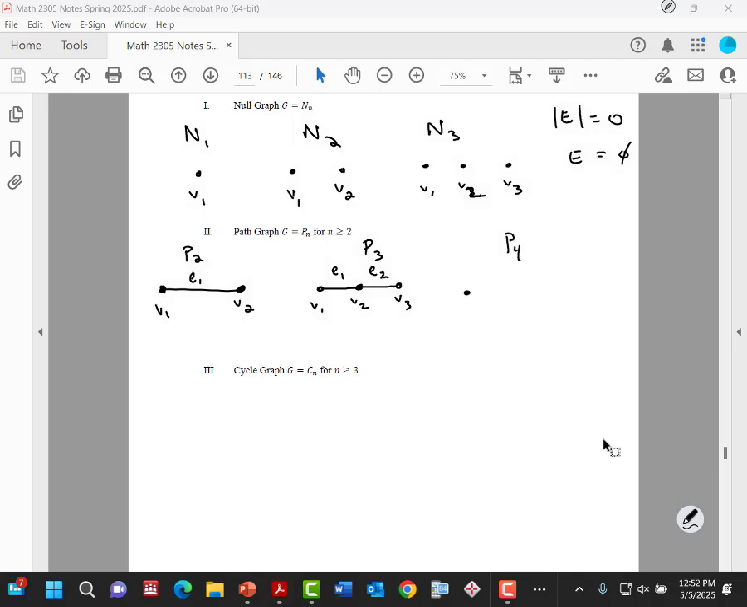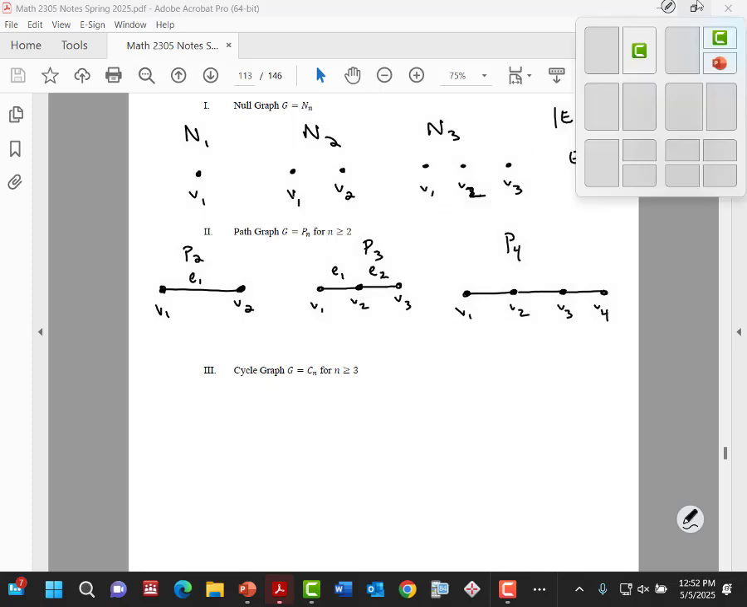We'll do it one more. P4. You can see the pattern. V1, V2, V3, V4, etc. So we call these the path graphs. Okay, the cycle graph for n greater than or equal to 3. Okay, so let's take a look at what I'm going to call C3. The cycle graph on 3 vertices would be V1, V2, V3.